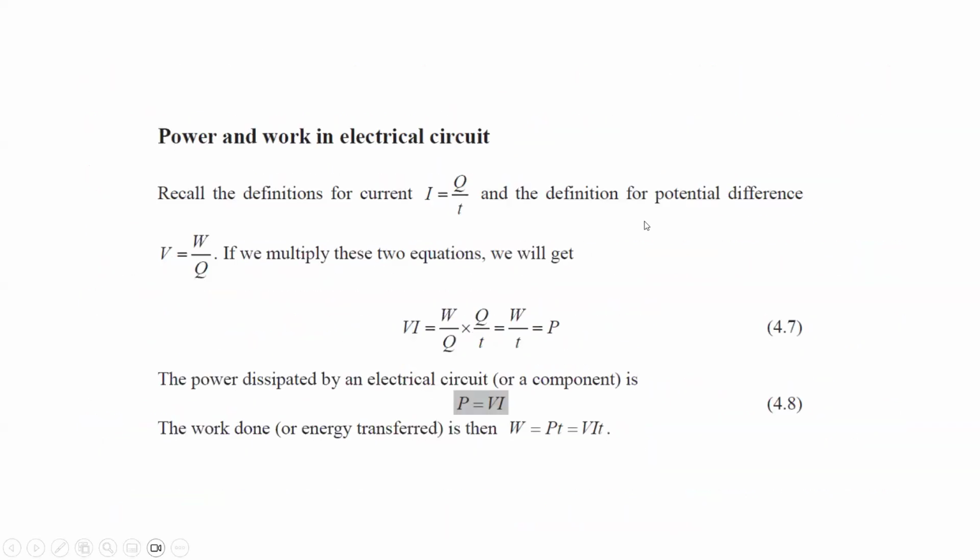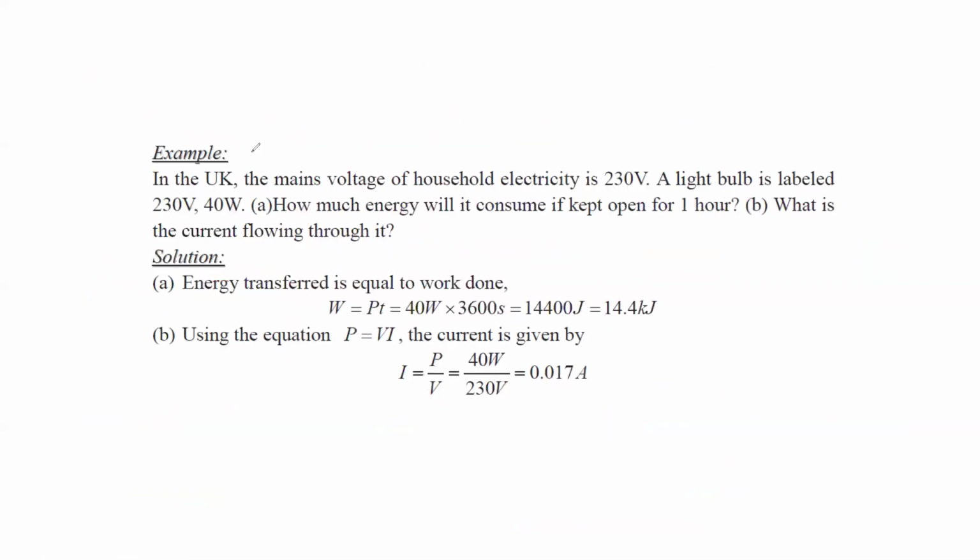Then this is a worked example regarding the power. We discussed the formula of the power in the last session. The mains voltage of household electricity is 230 volts and a light bulb is labeled 230 V, 40 W. How much energy will it consume if it is switched on for 1 hour? Energy is power multiplied by time. Power is given as 40 and the time duration is 1 hour, so we convert into seconds and multiply. We get 144,000 joules or 144 kilojoules. That's the energy which it consumes.